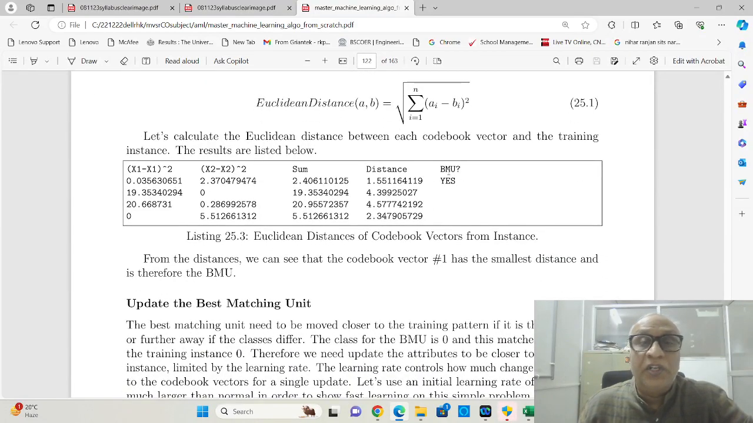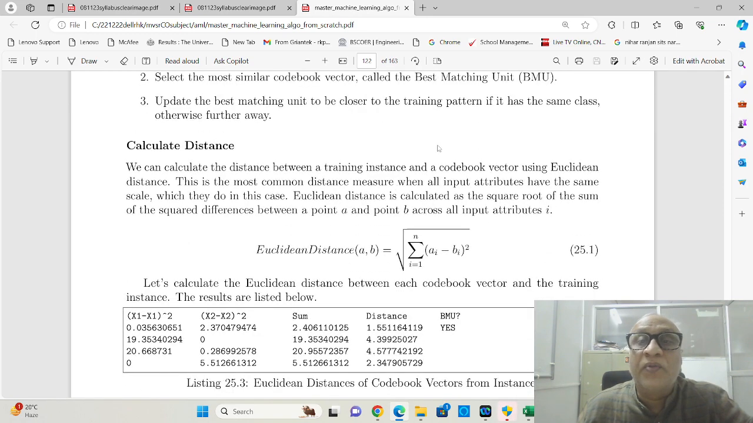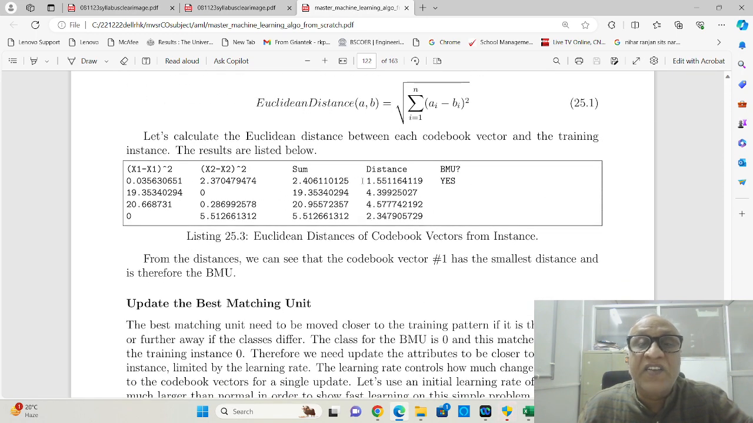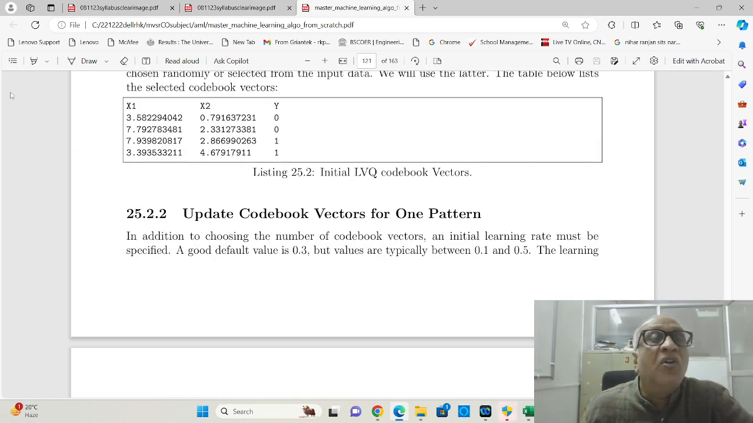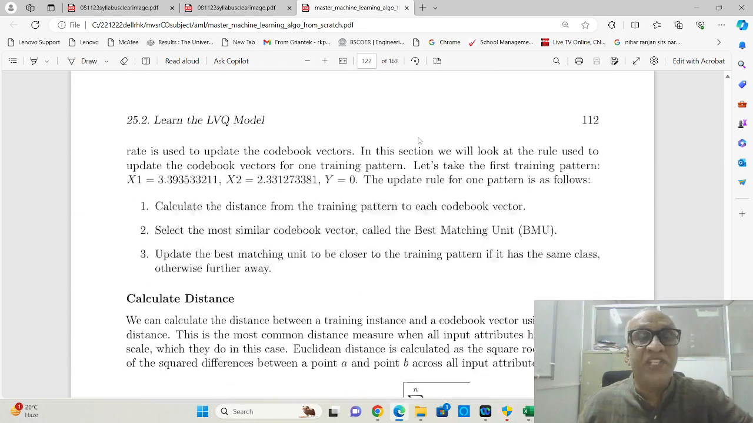It is the best matching unit because it is having the smallest distance. Others are having higher distance. So codebook vector 1 has the smallest distance, so codebook vector 1 is the best matching unit. What we concluded now from these codebook vectors is that the first codebook vector, that is 3.58 and 0.7, is the best matching vector.